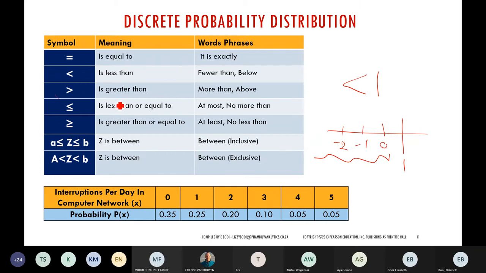The greater than sign refers to the values bigger than, but does not include the value that you are talking about. So if I say greater than one, like with less than, with the arrow pointing to the right, therefore it means all the values bigger than one, more than one, above one. Or they can say in the sentence, what is the probability of more than? So you need to know that more than means greater than. Probability of more than means greater than. Above means greater than. You must always remember that. Then we have less than or equal.